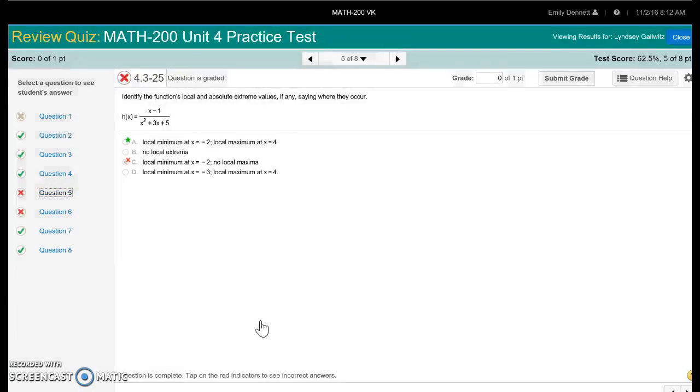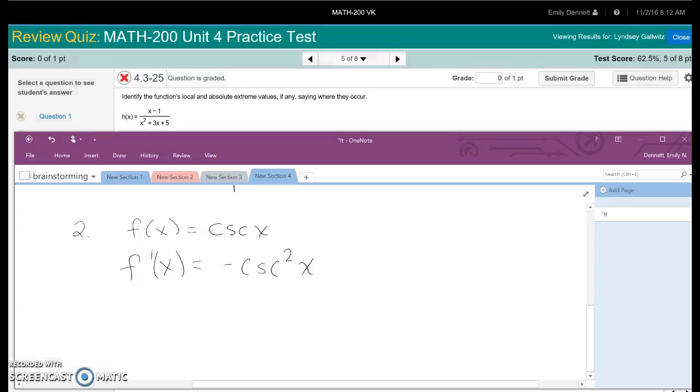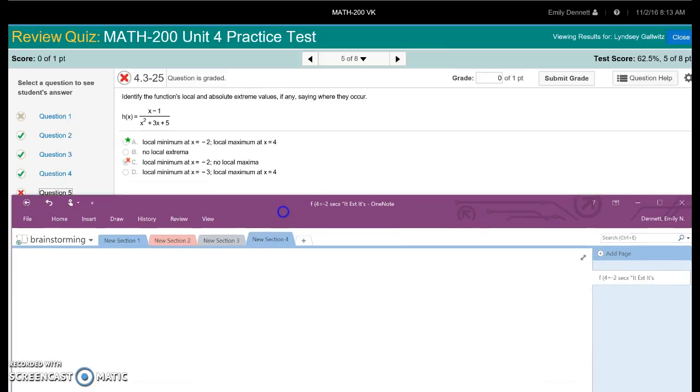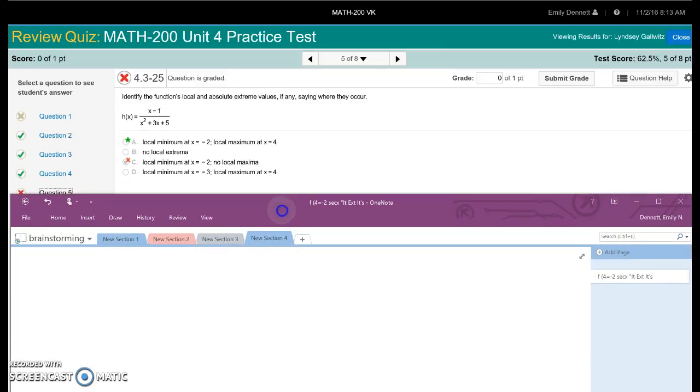Okay, so we're going to come to number 5 here. So it says identify the local and absolute extreme values, saying where they occur. So you want to take the derivative and set it equal to 0. So it looks like you have the right minimum. It looks like you're missing a maximum. So look back through your work, and we can look through it tomorrow as well if you need to. But see if you have a critical value at 4.